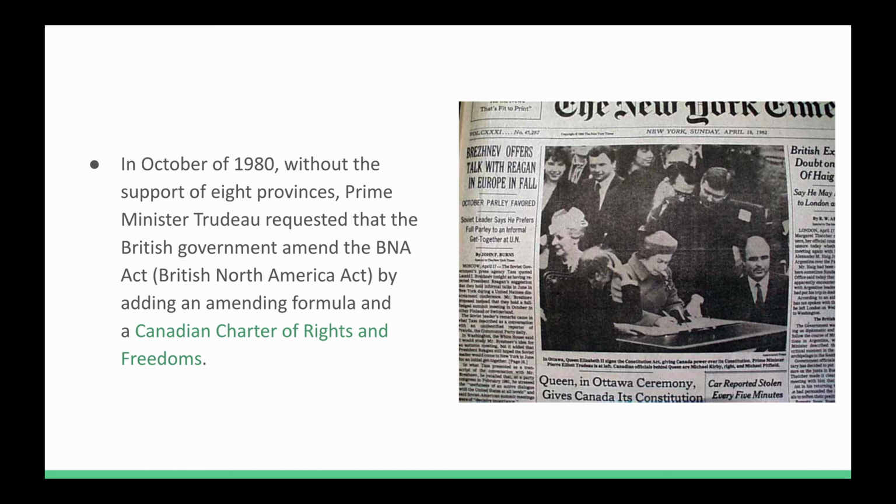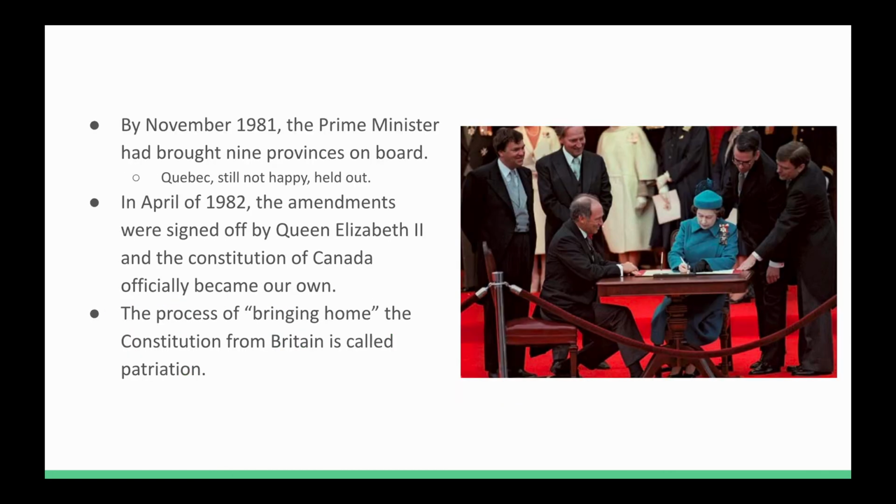Well, eventually he gets 9 provinces on board and 50% of the population, but Quebec is still not happy and they hold out. However, regardless of what Quebec was feeling at the time, this amendment gets pushed through. It gets signed off by Queen Elizabeth II in April of 1982, and we now have a constitution that is officially our own. This bringing home of the Constitution from Britain is called patriation, and this is a huge deal in Canadian history.